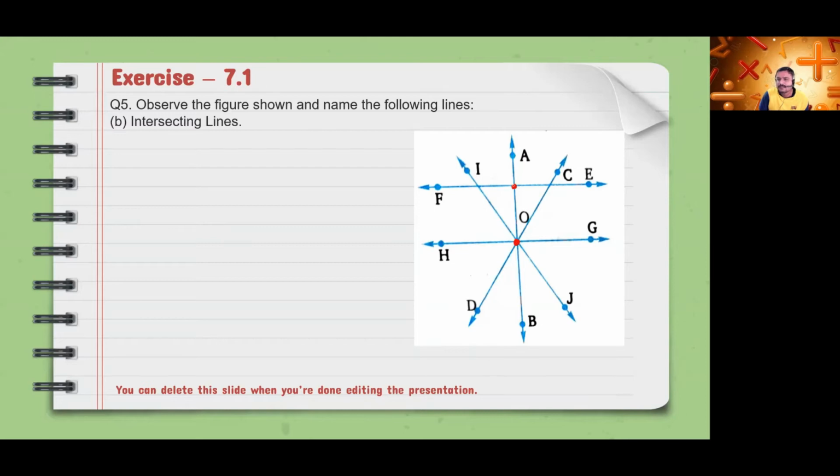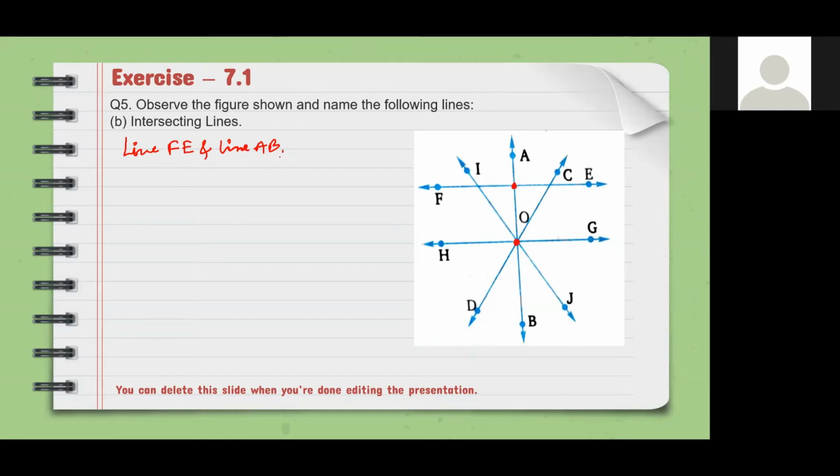Now at this point, which 2 lines are intersecting? Tell me the names. FE and AB. Line FE and line AB. Only two lines are intersecting at that point. Okay. Now at this point, how many lines are intersecting? Tell me that.